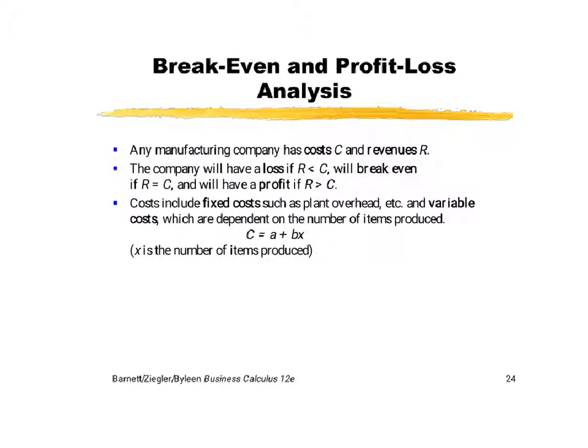So if you notice here, we have an equation. C is equal to A plus BX. In which case our fixed cost is going to represent A and our variable cost is going to represent BX. Okay, so I'm going to rewrite this. C equal to A plus BX. This will represent our fixed cost, and this will represent our variable cost. Which depends on the number of items produced.